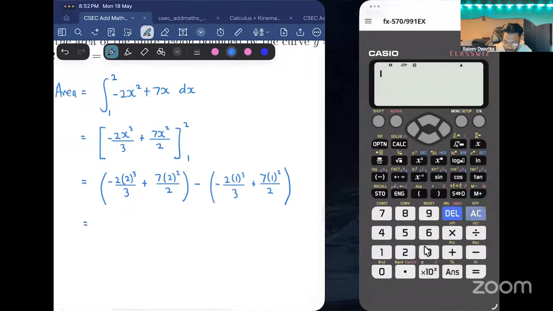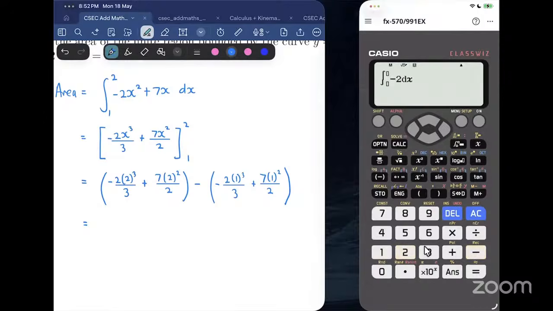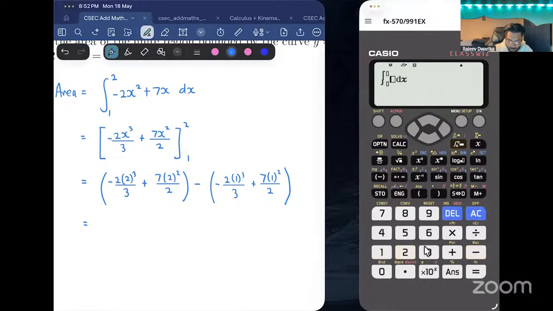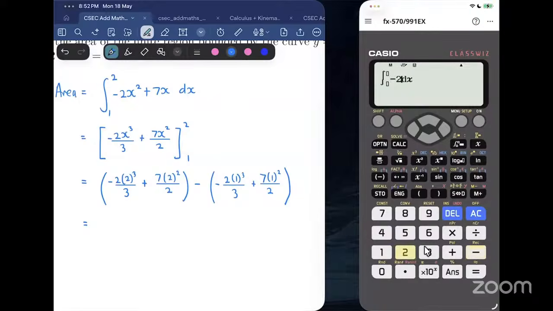And if you have a Casio, you could plug the integral directly into the calculator. Oh, really? How? Yeah, so watch. You press the integral button. I have no idea what the integral button is.